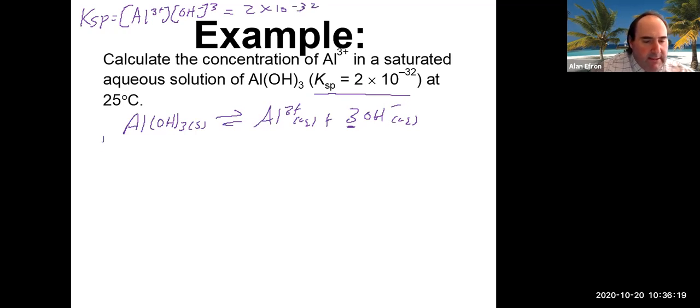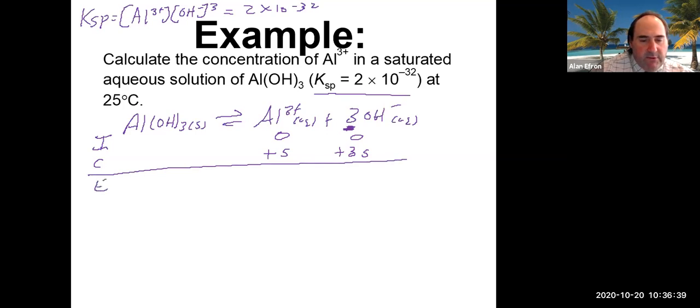So doing our ICE table here like we did before, again, we're going to ignore the solid on our reactant side. We're going to go zeros. We're going to have a change, which is going to be plus S and plus 3S, again, because of the coefficient that we got going on there. That is going to bring us down to S and 3S. Any questions on the ICE table?